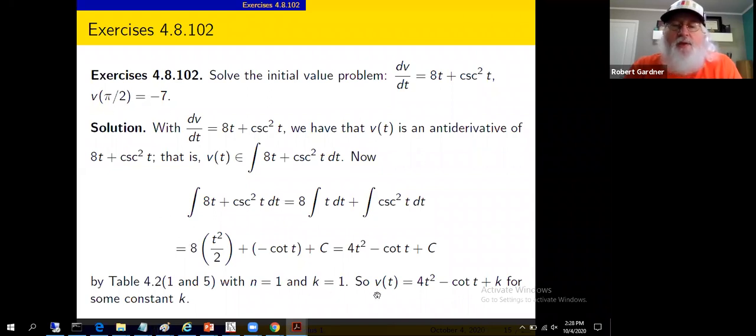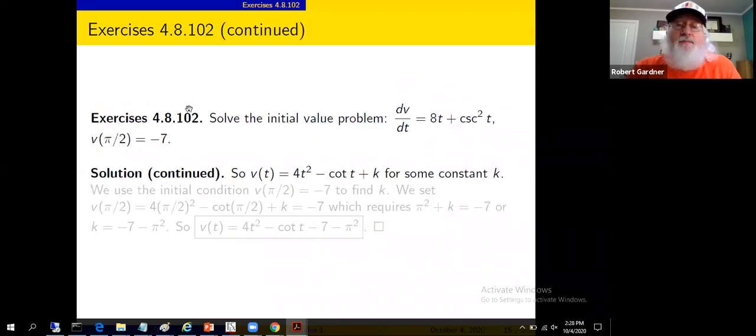So, knowing that v of t is in this indefinite integral set tells you that v of t is of the form 4t squared minus cotangent t plus some specific constant. I'm calling that constant k consistently. So there's the form of v of t. But I don't know what k is. But I got an initial condition I can use to find it.